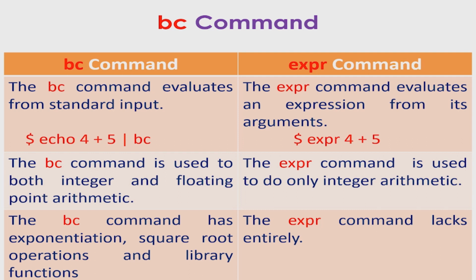The BC command evaluates from standard input, whereas the EXPR command evaluates an expression from its arguments. The BC command is used to do both integer and floating point arithmetics, whereas the EXPR command is used to do only integer arithmetics. The BC command has exponentiation, square root operation, library function, and its own scripts like any other programming language, whereas the EXPR command lacks all these features completely.